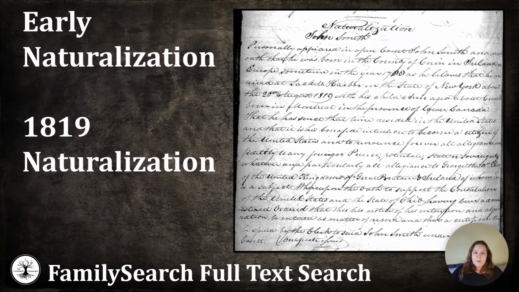This is one of my favorites from 1819, and it says, personally appeared in open court John Smith and made oath that he was born in the county of Corran in Ireland in Europe sometime in the year 1780, as he believes that he arrived at Sackett's Harbor in the state of New York about the 20th August 1819 with his child Anne, aged about 6 weeks, born in Montreal in the province of Lower Canada. So this is amazing.